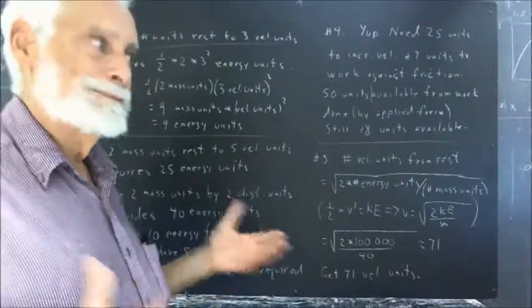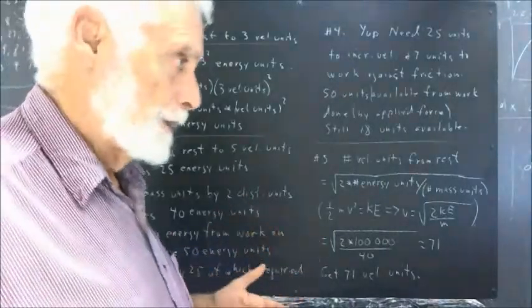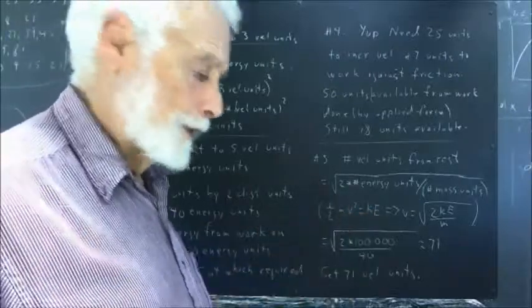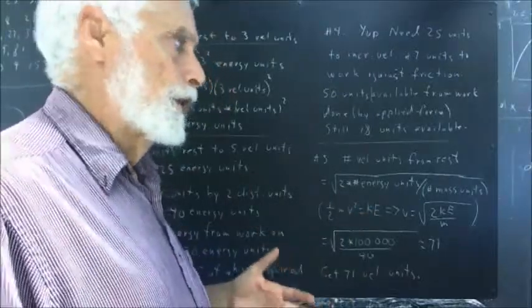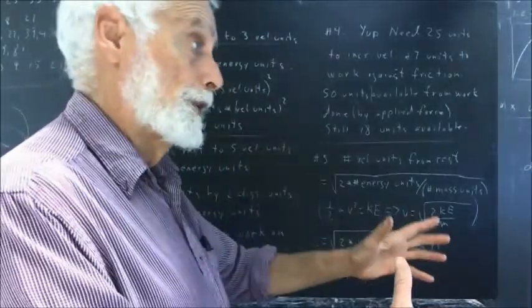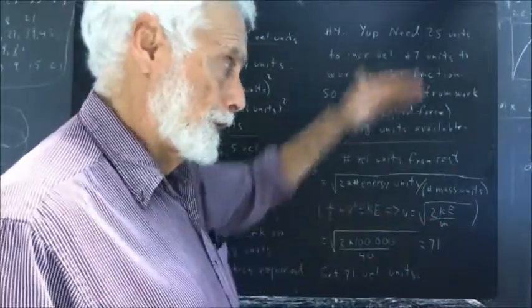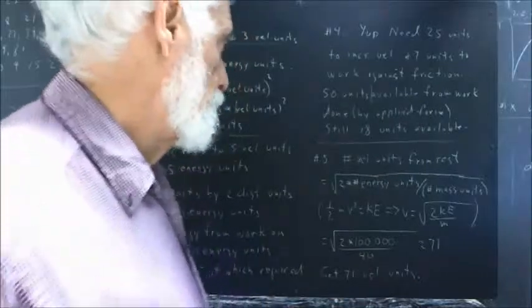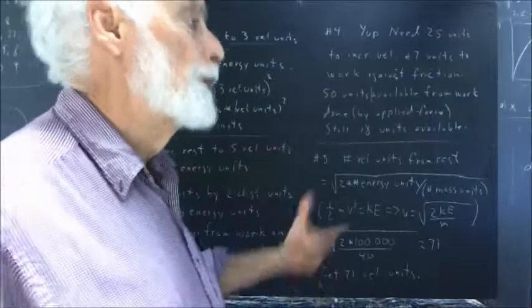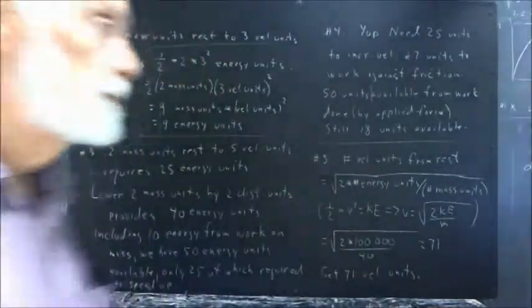So this is just like a bank account, just like accounting. You have so much energy, you can put energy in, you can take energy out. The energy can go into overcoming friction, the energy can go into speeding objects up, the energy can go into increases of potential energy, and of course a decrease of potential energy puts energy into the bank.